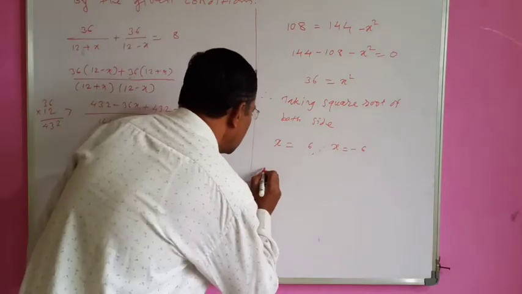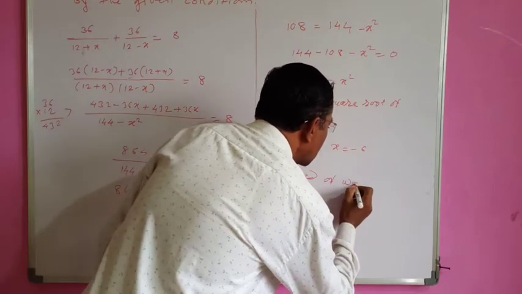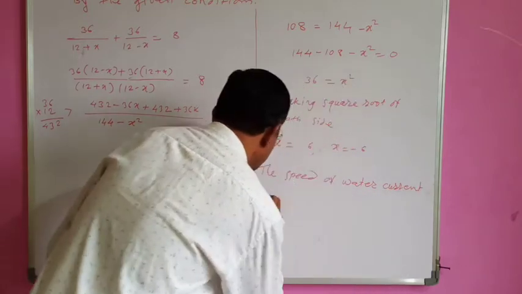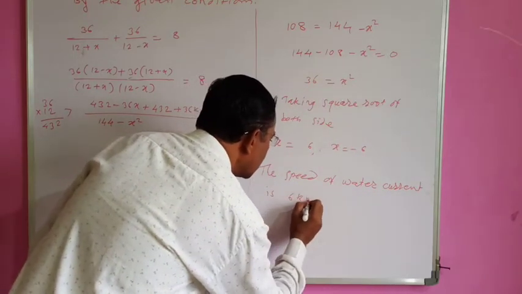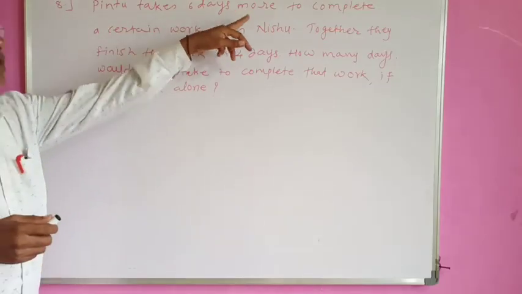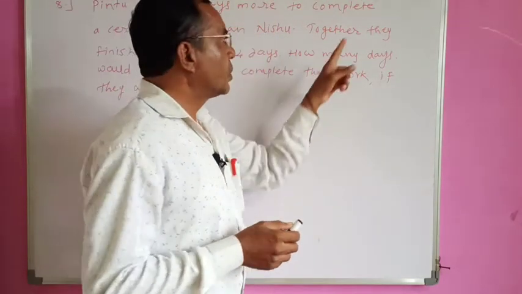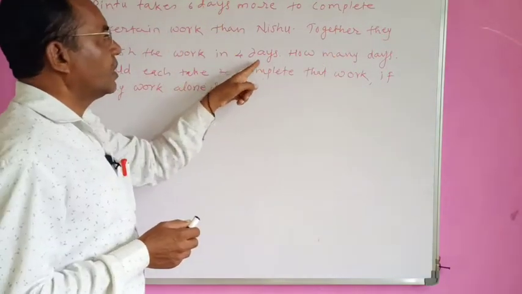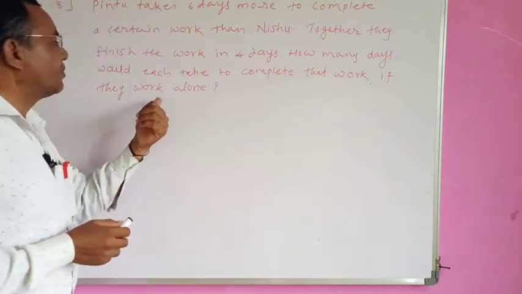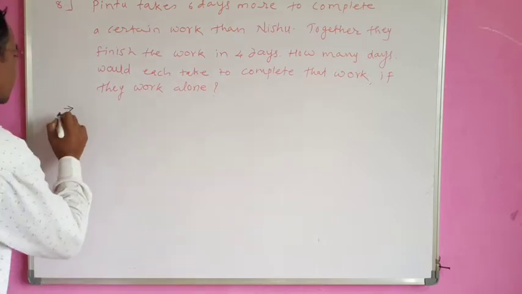We will write the answer: the speed of water current is 6 kilometer per hour. Next, Pintu takes 6 days more to complete a certain work than Nishu. Together they finished the work in 4 days. How many days would each take to complete that work if they work alone? In this way, it is example number 8 here, and we will see it.